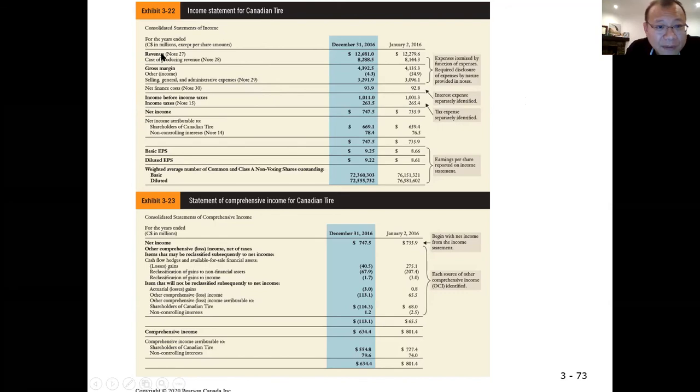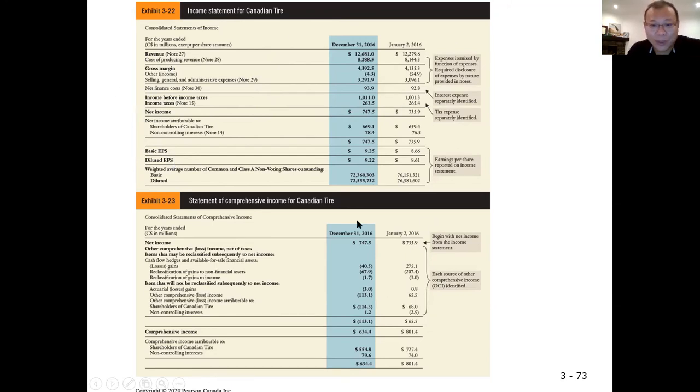So they represent the revenue, good. They represent the finance costs. They represent income taxes, tax expenses. Then we have a net income here. And then they calculate basic earnings per share versus diluted earnings per share. So this is one component.